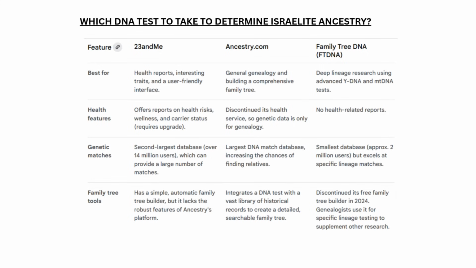23andMe and Ancestry tend to be better for autosomal tests. Those are the tests that will give you ethnicity estimates, compared to modern populations. They just have larger databases for that purpose. But when it comes to deep Y-DNA going back thousands of years, which is what you need for Israelite ancestry, Family Tree DNA are more of the pioneers when it comes to Y-DNA testing, and they offer a few different tests. The most comprehensive one is the Big Y-700, which is one I did. That's what I would recommend.